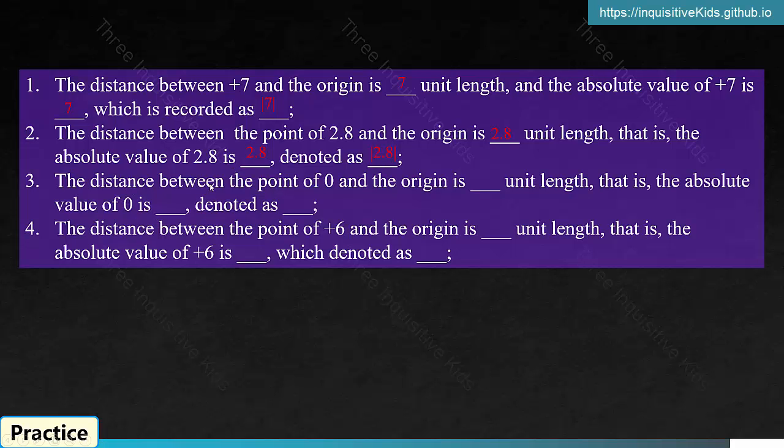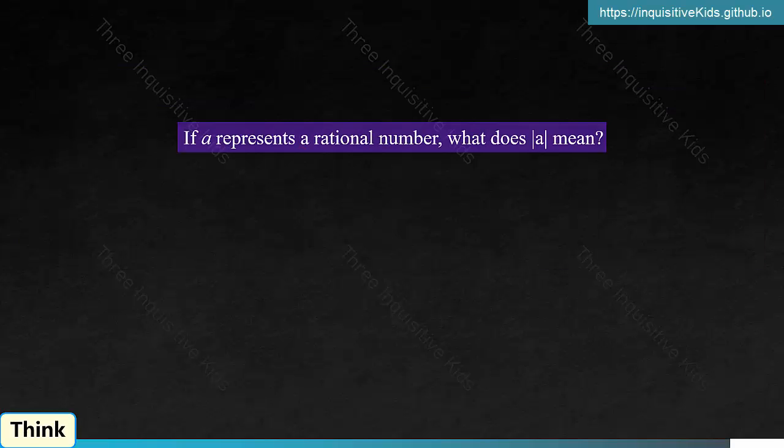The distance between the point 0 and the origin is 0 unit lengths. That is, the absolute value of 0 is 0, written like this. The distance between the point of positive 6 and the origin is 6 unit lengths. That is, the absolute value of 6 is 6, which is written as this.